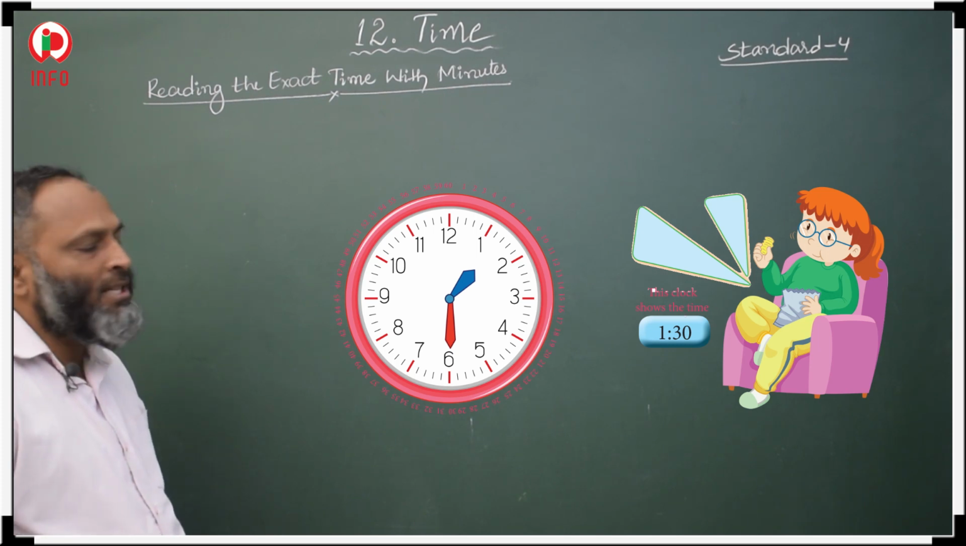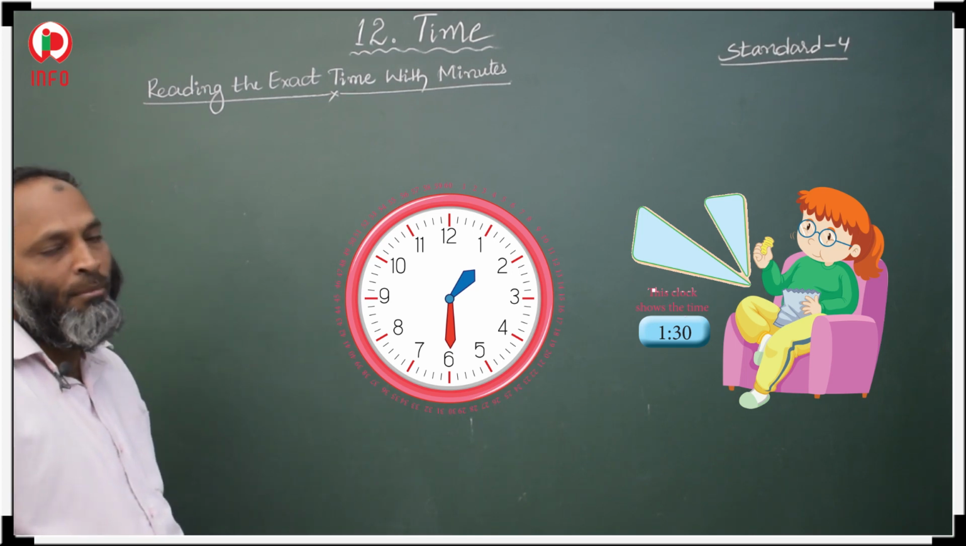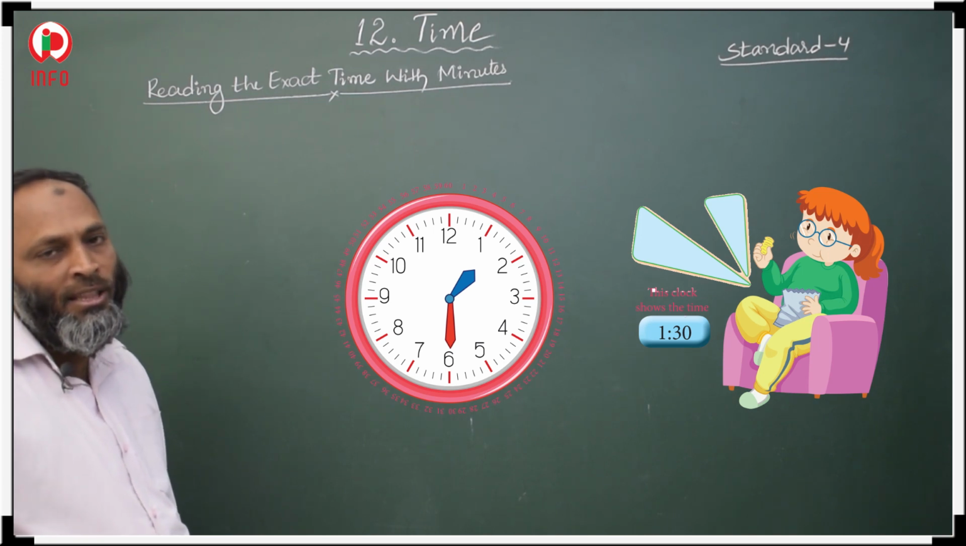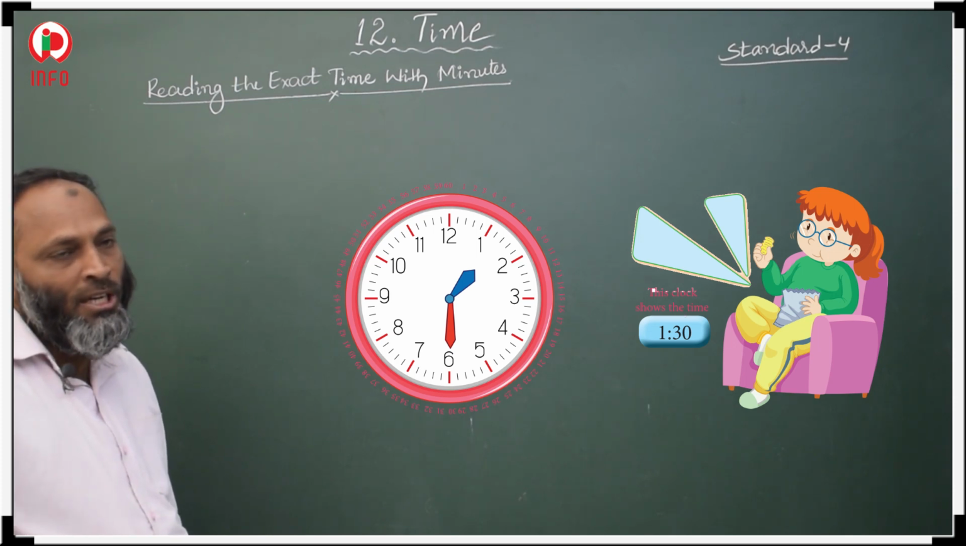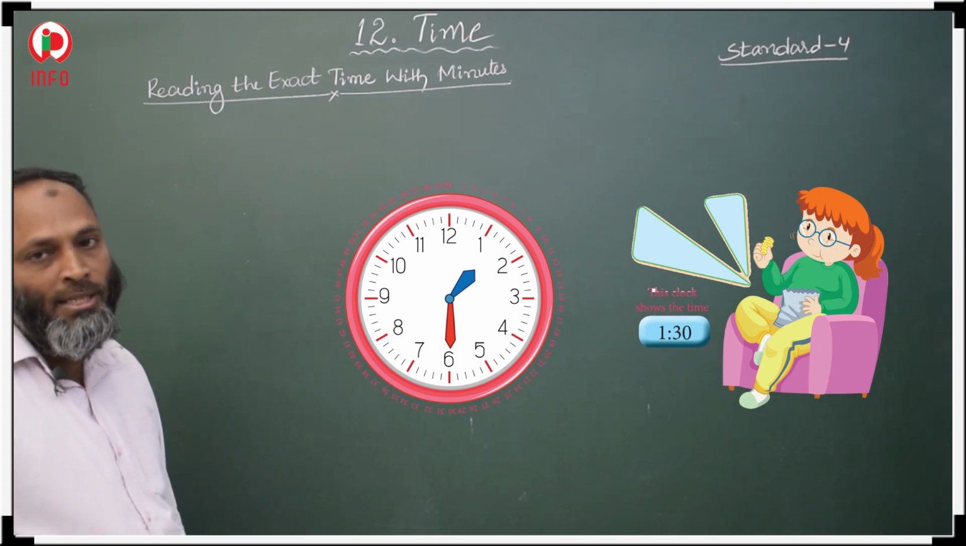In the previous class, we discussed time from one number to another number: 2 to 3, 3 to 4, 4 to 5, 5 to 6, like this. In 2 to 3, 5 minutes are there. So between two consecutive numbers in the clock, how many minutes are there?